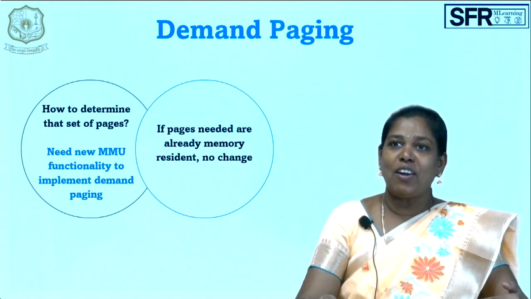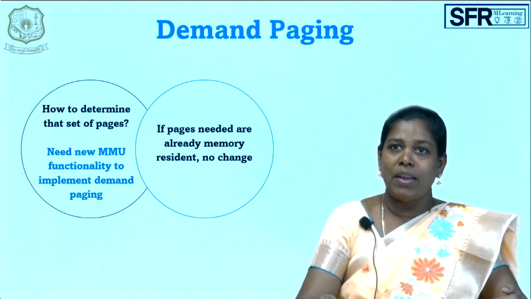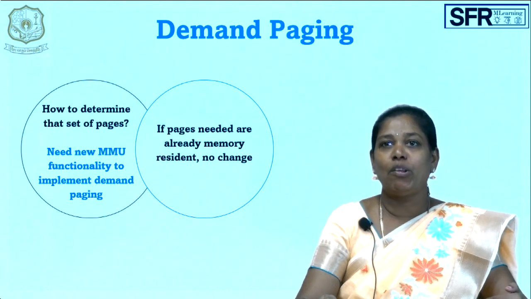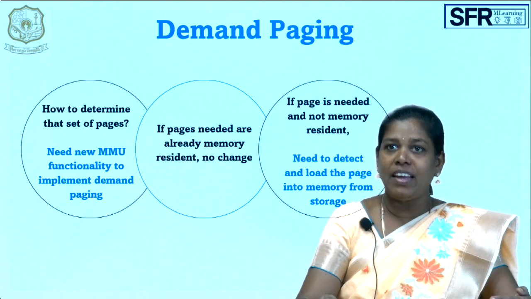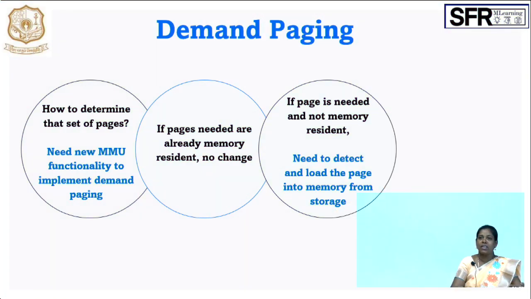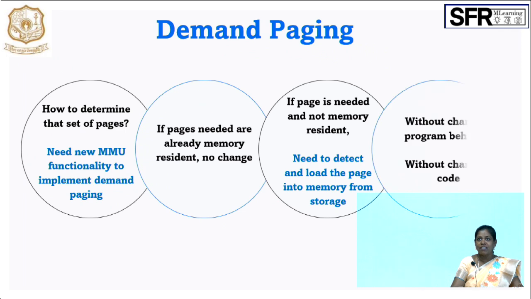If the pages required by the processor are already in the memory, then there will be no change, and it will get executed. And if the page required is not in the memory, then we have to load the page into the memory from the storage. And this should be done while restricted to 2 conditions. One is, we should not let the programmer know that this is happening, and another one is, there should not be any code change. Without this, demand paging has to be carried out as a background process. This is very, very important.